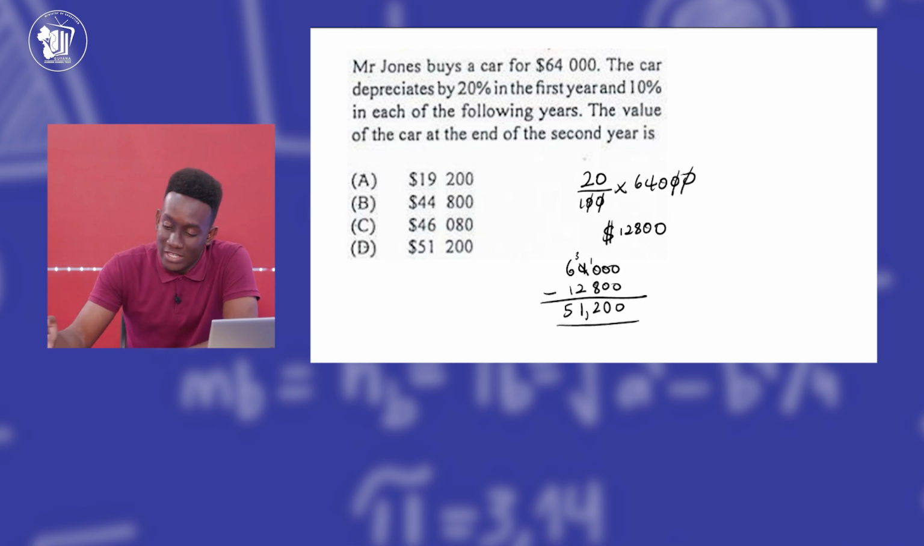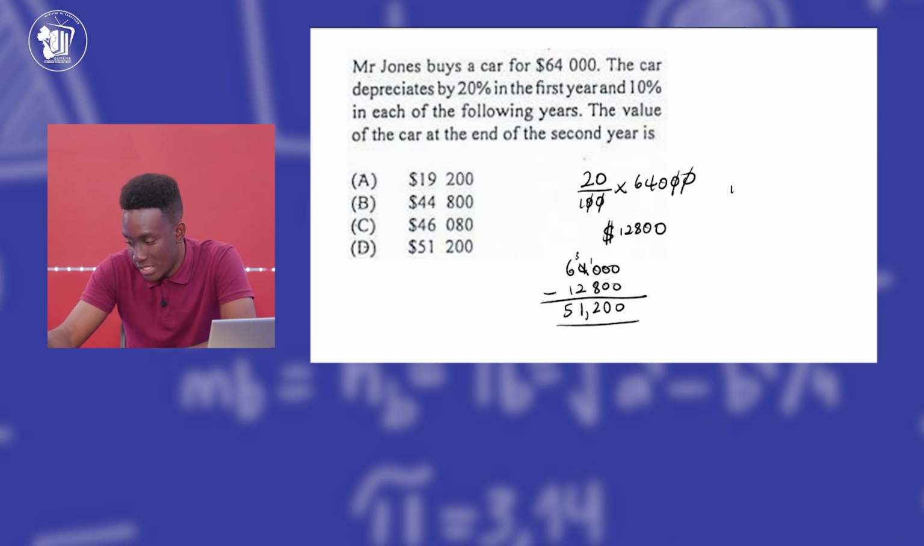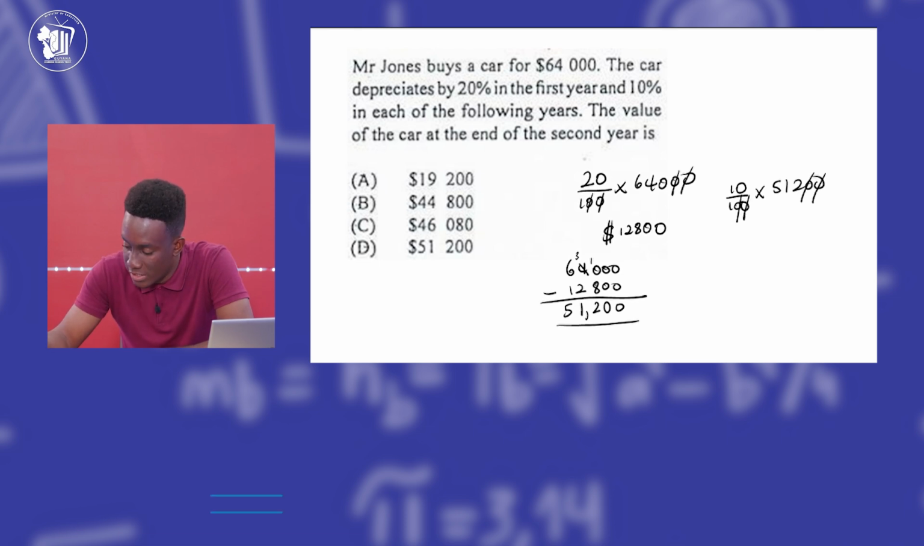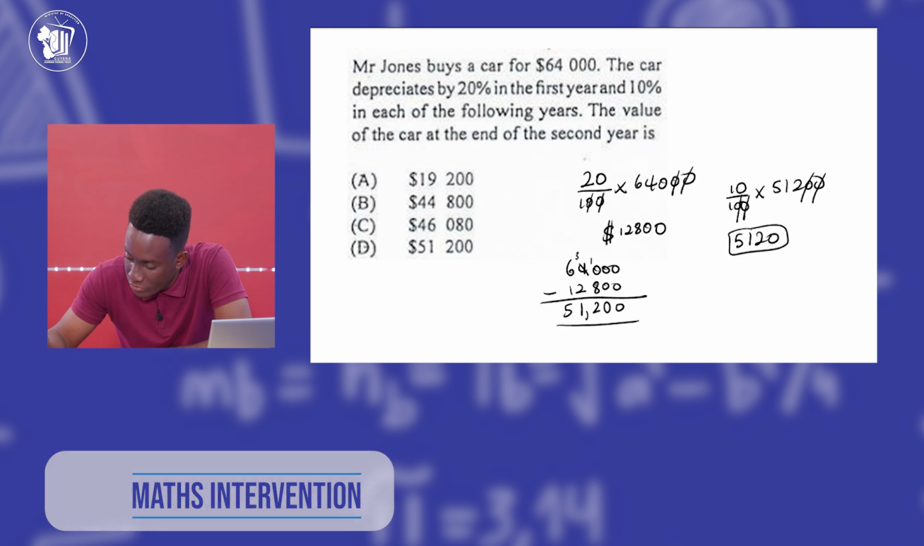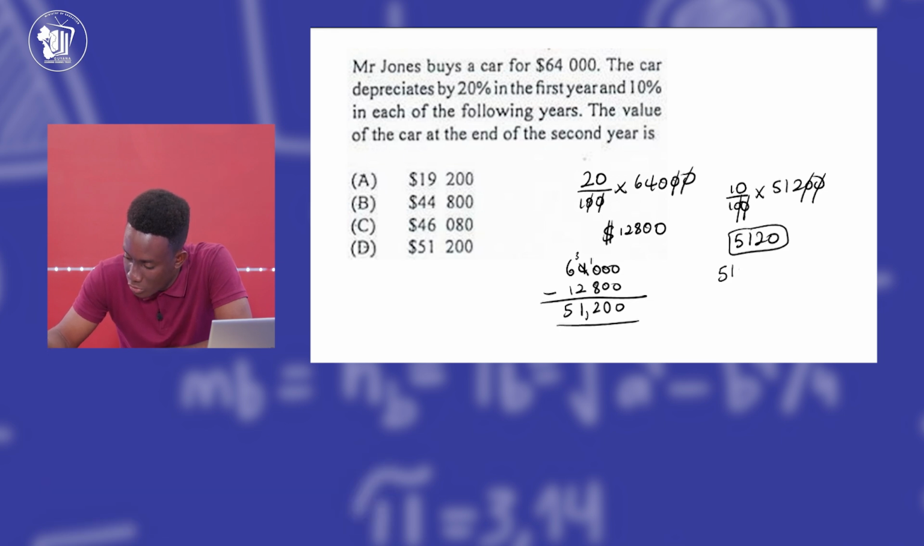And then we see after that, the car depreciates by 10%. So in the second year, the car will go down. So it's 10 over 100 multiplied by 51,200. So this 0 goes with that 0, this 0 goes with that 0. And 10 times 512 would be 5,120.